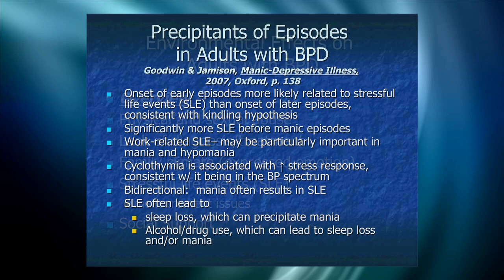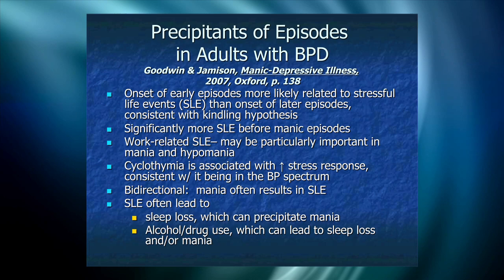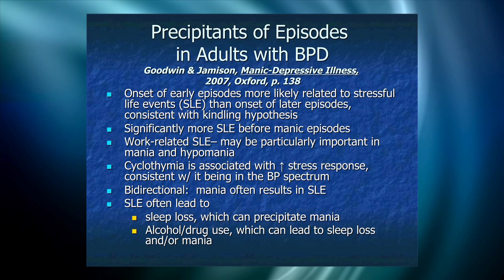So, precipitants of episodes in adults with bipolar disorder. What really sets an adult off? We know that onset of early episodes are more likely related to stressful life events than onset of later episodes. This is consistent with what Robert Post has called the kindling hypothesis, meaning at the beginning, you really need some kindling to get things started. But as your illness progresses, it takes less and less and less in your environment to push you into another episode. There are significantly more stressful life events before manic episodes.